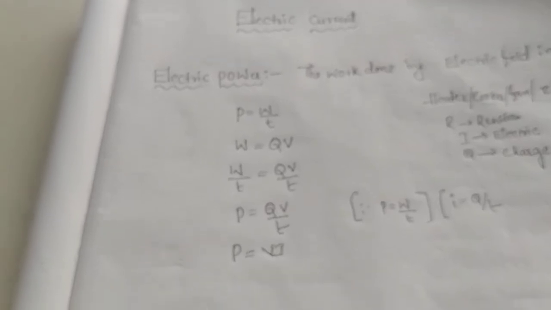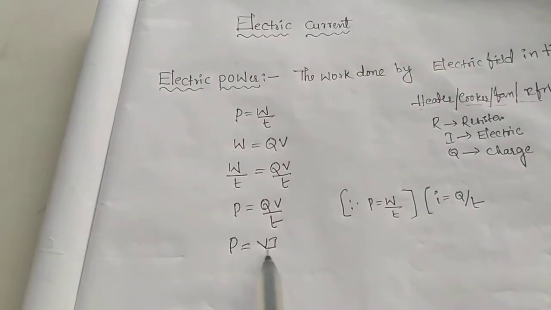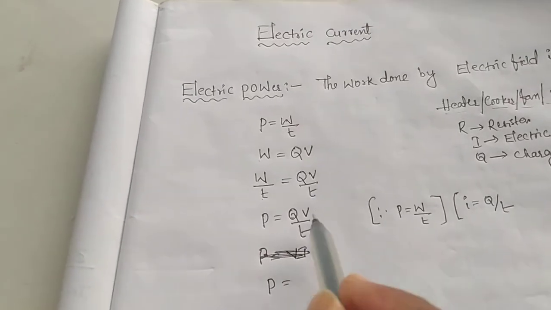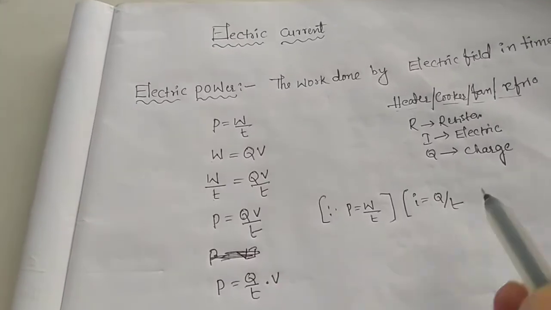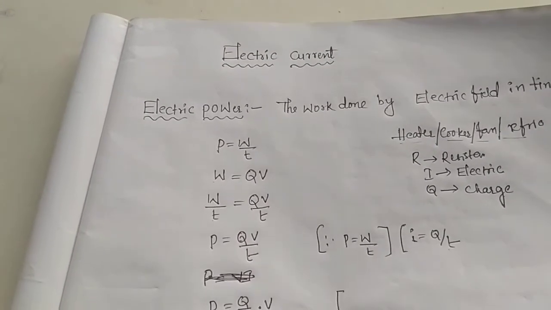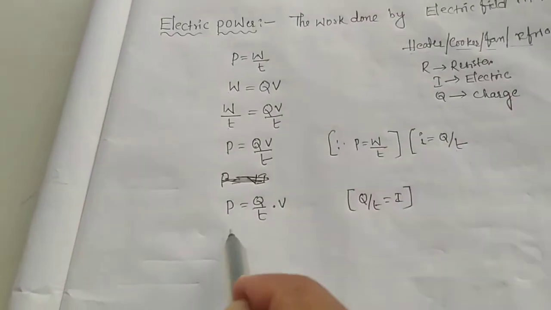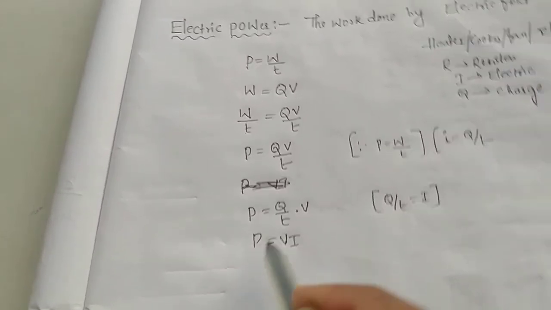Since P is equal to W by T, and according to electric current, I is equal to Q by T. So P is equal to Q by T into V, and Q by T is I. Then we can write P is equal to V into I. That is the formula P is equal to VI.